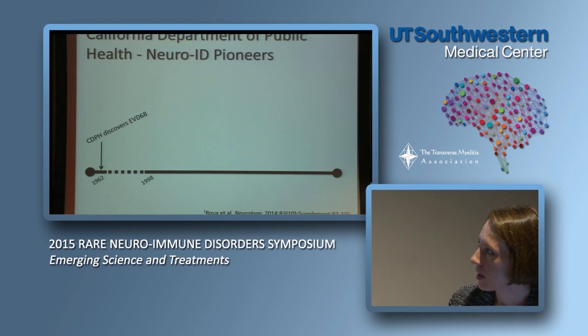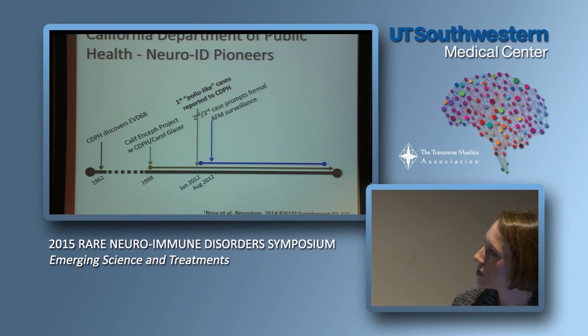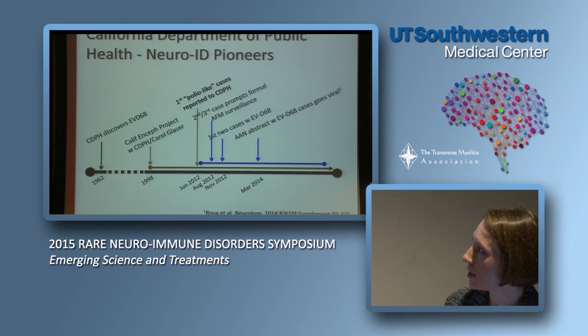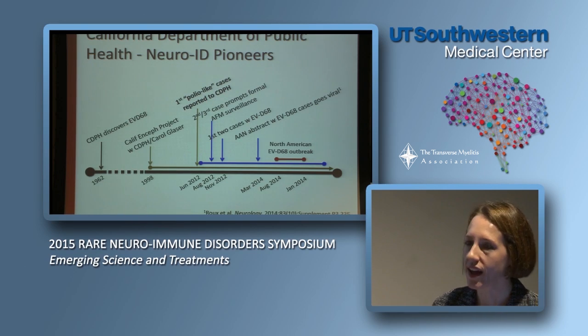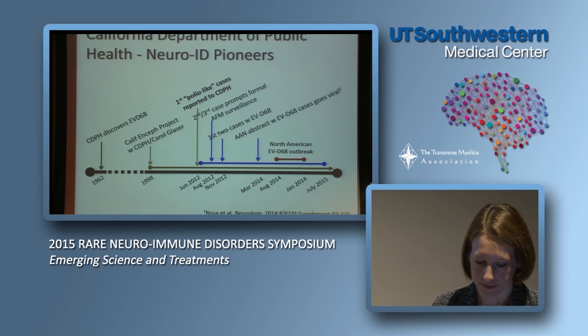Here's a graph from one of my colleagues that shows in California, back in 1962, they described this virus, enterovirus D68. And then, look, in 2012, they started seeing the cases that were referred to as polio-like because of this description of the flaccid weakness. And they started keeping track of those cases. So by the time the outbreak happened here in August to October, November of last year, California had already been on it. They'd been tracking these cases for a couple of years.